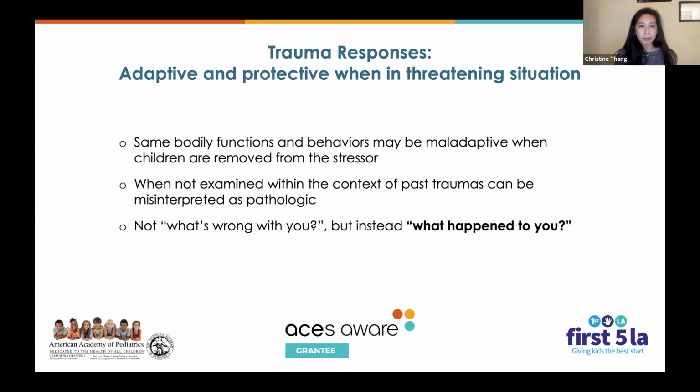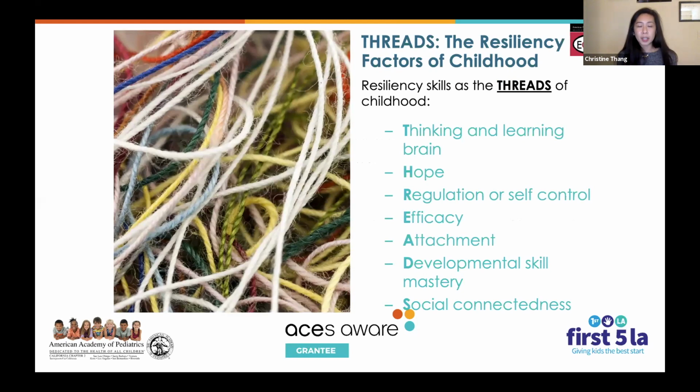From the PATTS curriculum, what we use is that if we take a strength-based approach, what we're looking at are the resiliency skills. And these we call the threads of childhood. I think for many of us, when we think about children and what makes them resilient, we think about their thinking and learning brain, how they're hopeful, having that regulation or self-control, wanting to be self-efficacious, their attachment, being able to have that developmental skill mastery and that social connectedness. These are the skills of resiliency in kids, and these are the things that we're trying to bolster or weave as the threads of their childhood.